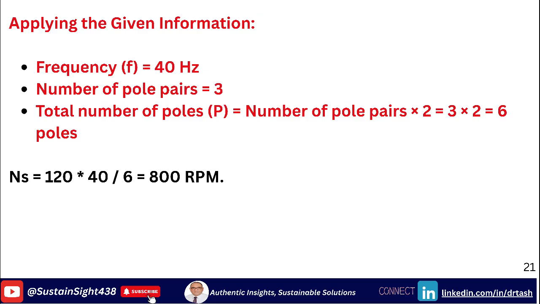120 times 40 is 4,800. So, synchronous speed equals 4,800 divided by 6. Performing that division, we get 800 RPM. This calculation is fundamental to understanding motor speed.